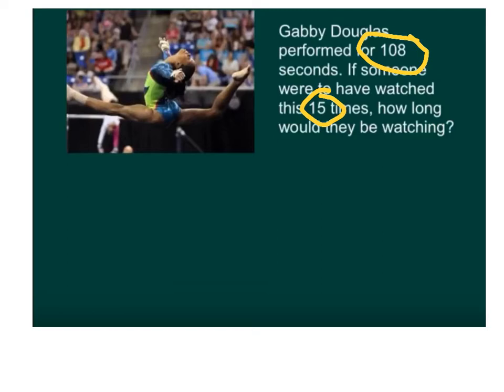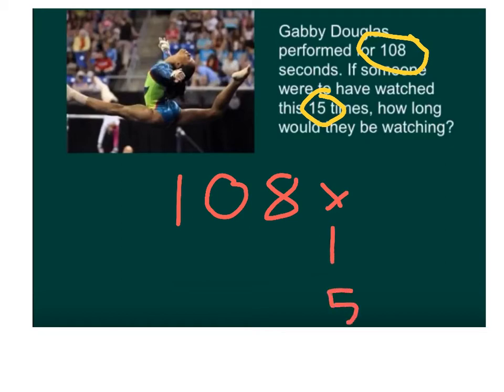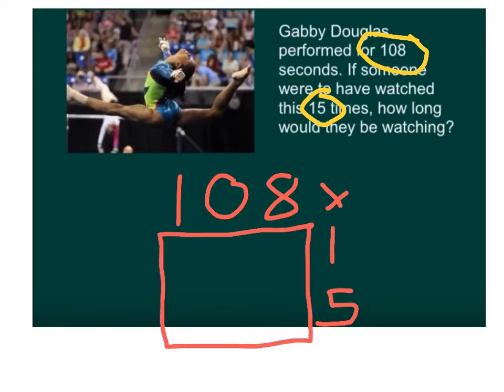So the first thing I do is I write my first factor, my 108, up towards the top. I put a multiplication symbol here. Then right below it I put 15, and I write my 15 vertically. Then I draw myself a quadrilateral, or a rectangle, right underneath. Now I will make sure that I divide my place values like so. So if you noticed, I put a line in between my hundreds and my tens, between my tens and my ones, and so on and so forth.